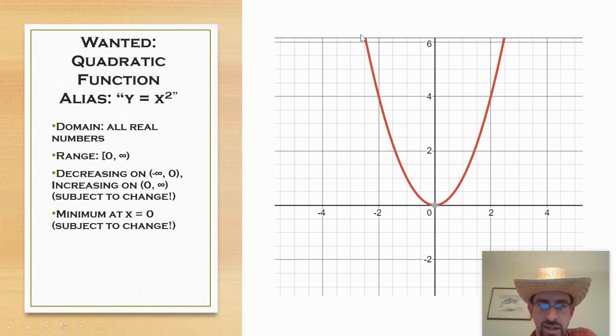This function decreases from negative infinity to 0, increases from 0 to infinity. Some days it's decreasing, some days it increases. Minimum at x equals 0, which happens to be its x-intercept and y-intercept. That too is subject to change.